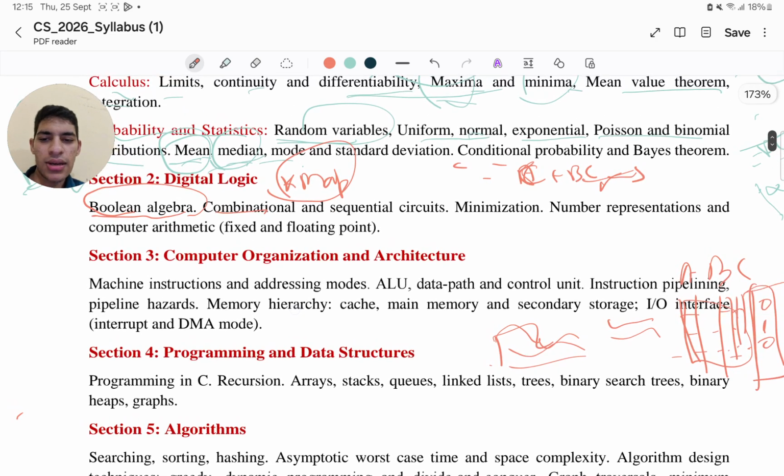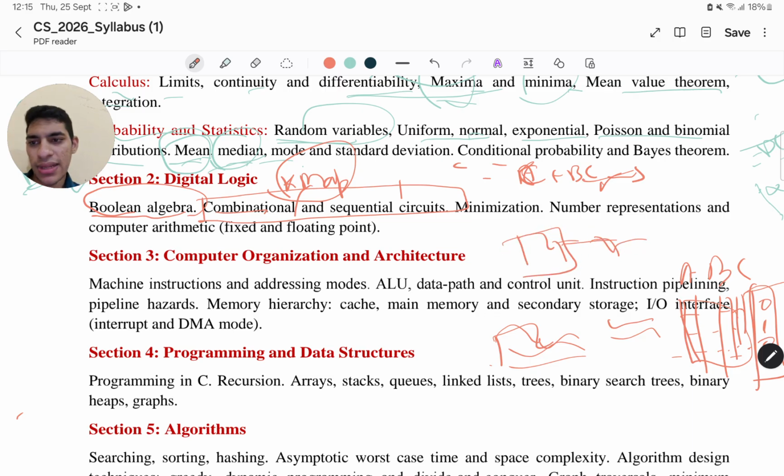Okay, one more confusing topic that comes up in the exams is combinational and sequential circuits, right? They might give you a very, very complex circuit, including the JK flip-flop, the T flip-flop, the D flip-flop, right? And they might ask you whether it is a sequential circuit or a combinational circuit. That also can be asked in the exam.